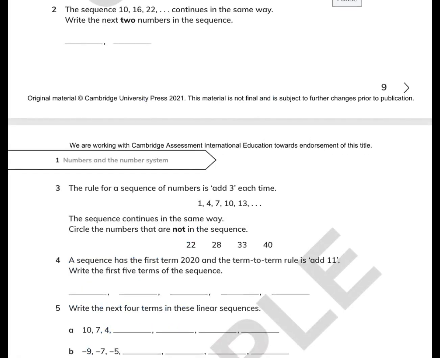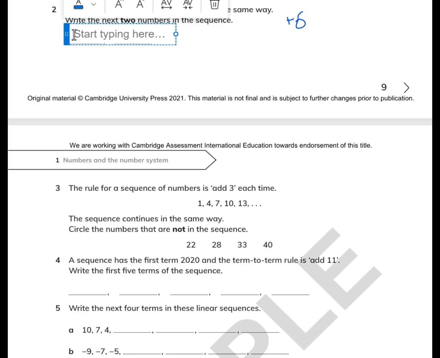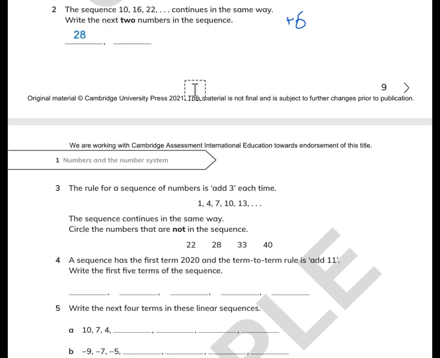This is question number 2. The sequence 10, 16, 22 continues in the same way. Write the next two numbers in this sequence. So you can see that in this sequence, we need the term to term rule. In my previous video, I already told you how you can find the term to term rule. If the numbers are increasing, then it is plus, and see the difference between two numbers. So here we can see that the difference is 6. So that means the term to term rule here is add 6. So we will add 6 to 22 for the next term, so it will be 28, and we will add 6 to 28 to get the next term, so it will be 34.